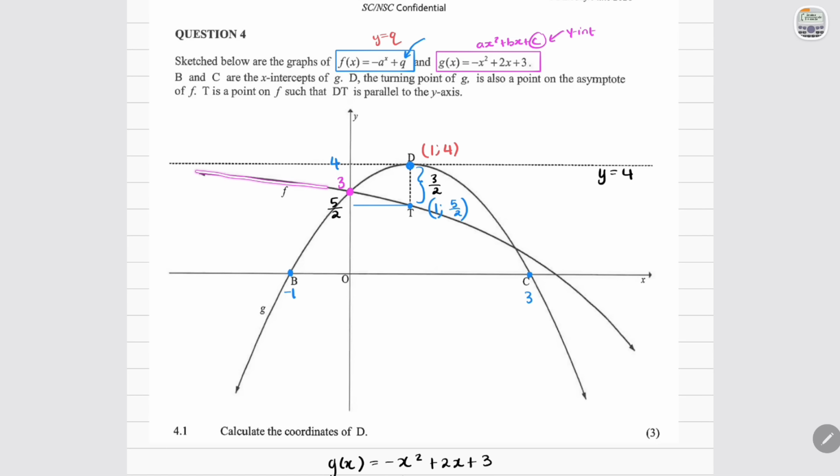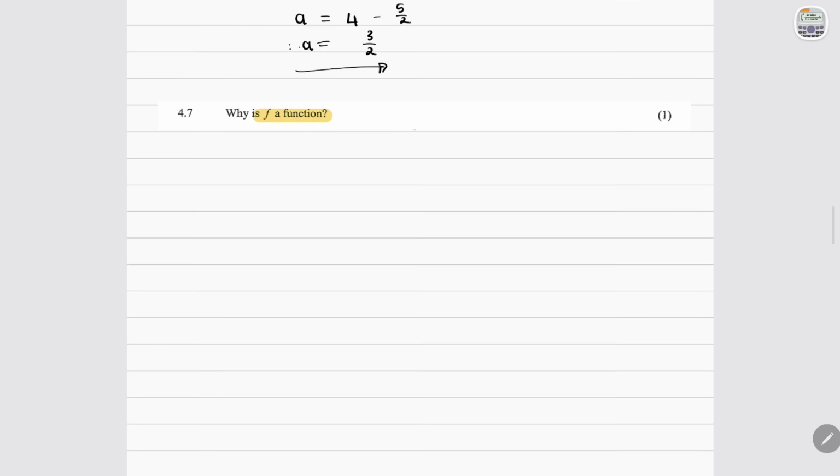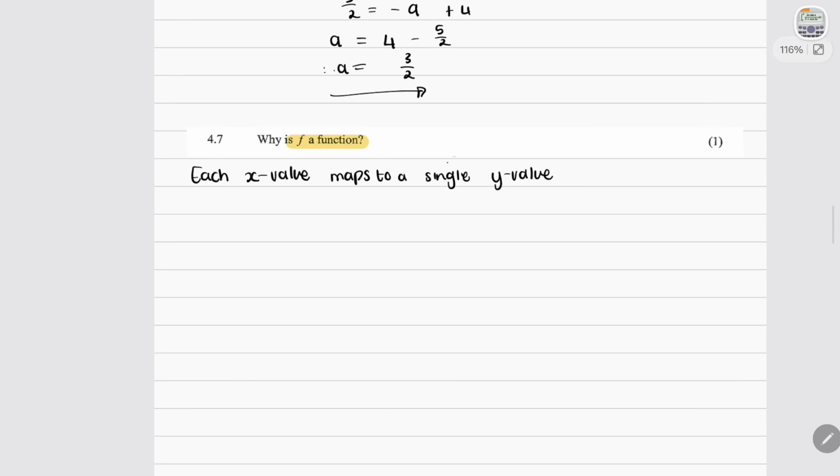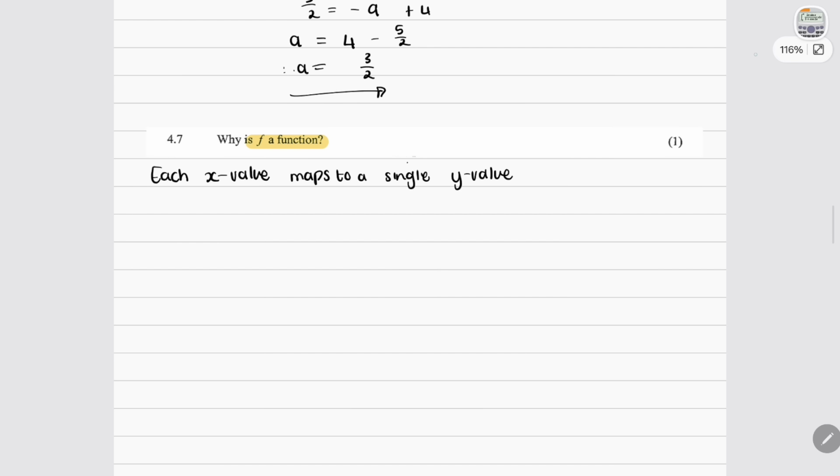And you can see with this graph, each x value maps to a single y value. See, this one is a one-to-one function. There's one x value, and then its y value is whatever that is, okay? You can just take a point that you have, 1 and 5 over 2. One x value to a single y value, one y value. Okay, so I'll just tell them it's because we can see that each x value maps to a single y value. Okay, and that's my answer there. Moving on to the next question.